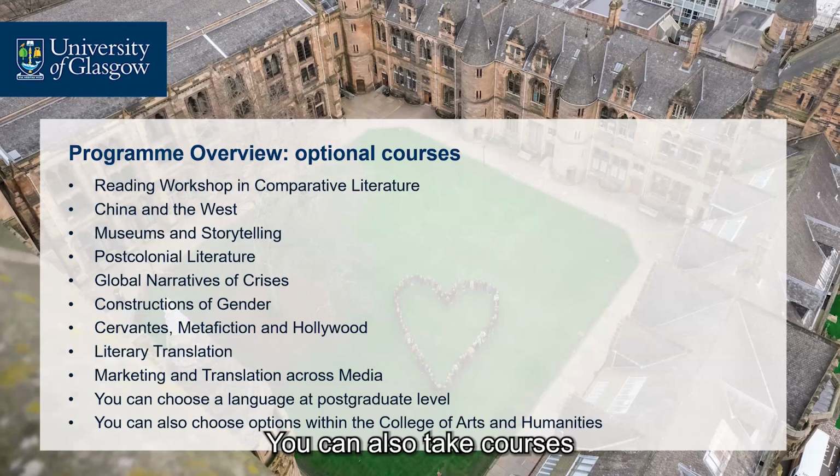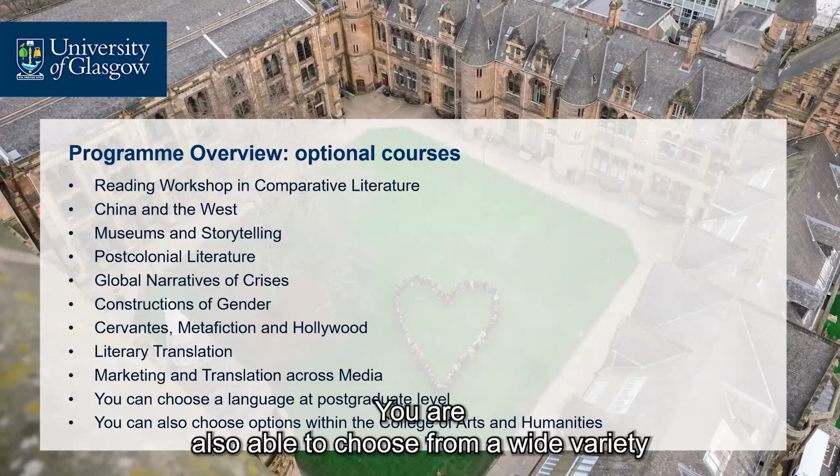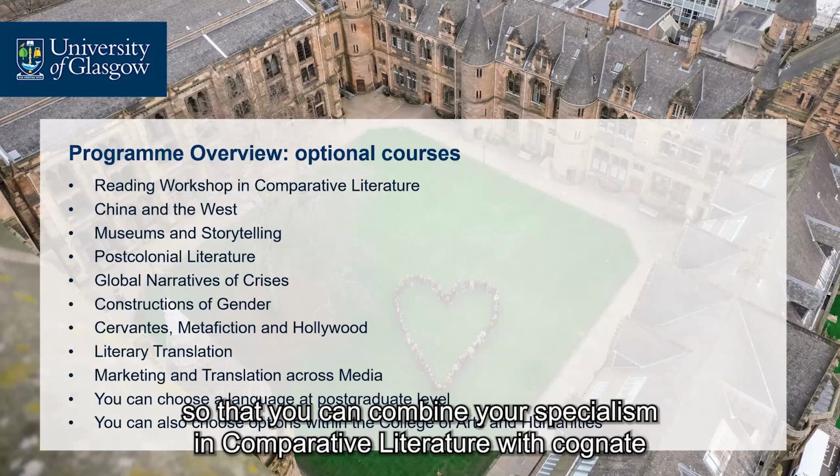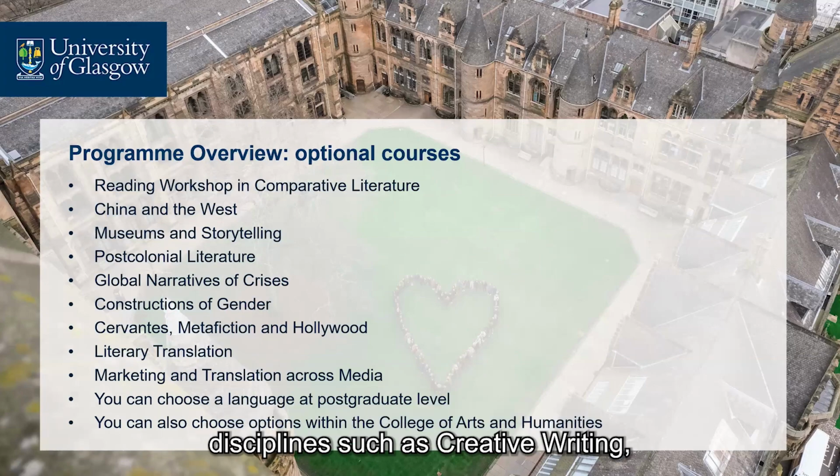You can also take courses from the MSc Translation Studies or a language course at postgraduate level. You're also able to choose from a wide variety of optional courses from across the College of Arts and Humanities, so that you can combine your specialism in comparative literature with cognate disciplines such as creative writing, English literature, history, or classics.